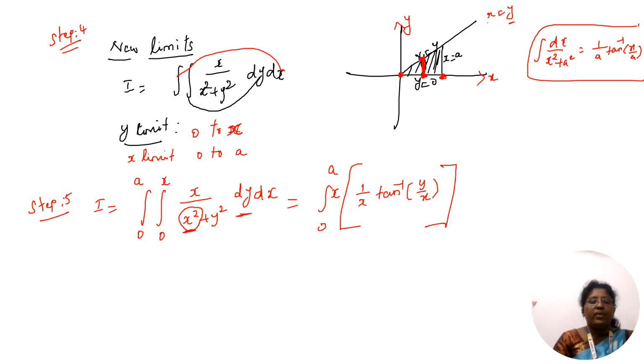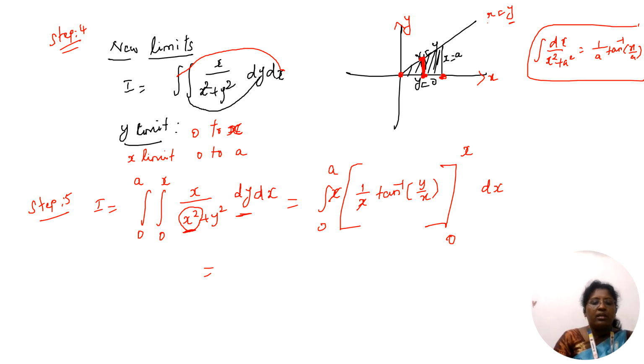Now the limit varies from 0 to x. The outer integral is with respect to x. Keep this as it is. Now this x and x get cancelled. So now we have tan inverse of y by x. Now apply the limit. The upper limit is x, so replace y by x.